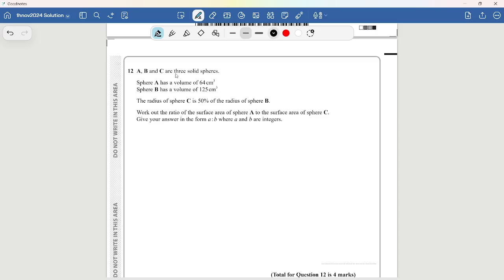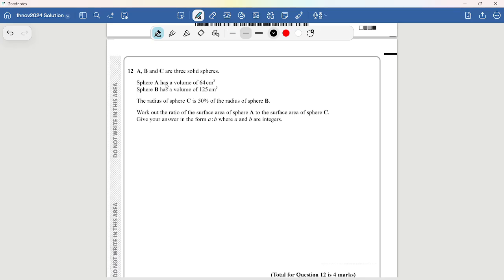A, B, and C are three solid spheres. Sphere A has a volume of 64 centimeter cube. Sphere B has a volume of 125 centimeter cube. The radius of sphere C is 50% of the radius of sphere B. Work out the ratio of the surface area of sphere A to the surface area of sphere C. Give your answer in the form A to B, where A and B are integers.